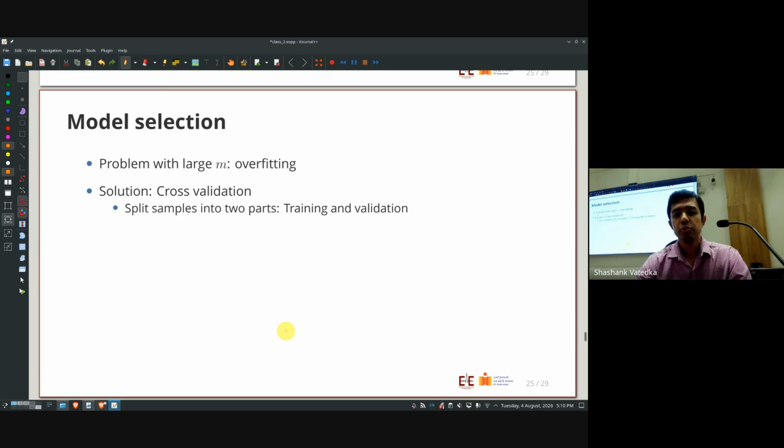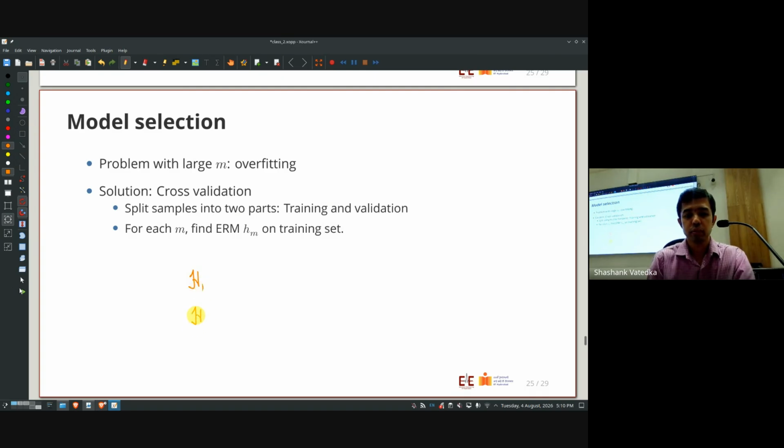What you could potentially do is split your training set, the n samples that you have, into two parts, a training set and a validation set. For each m, going back to the polynomial classifier, but in general for each choice of the hyperparameters, you find the ERM or the regularized ERM on the training set. For simplicity, let's assume I have H1, H2, and H3, three different choices for the hyperparameter. Now I have a training set and a validation set.